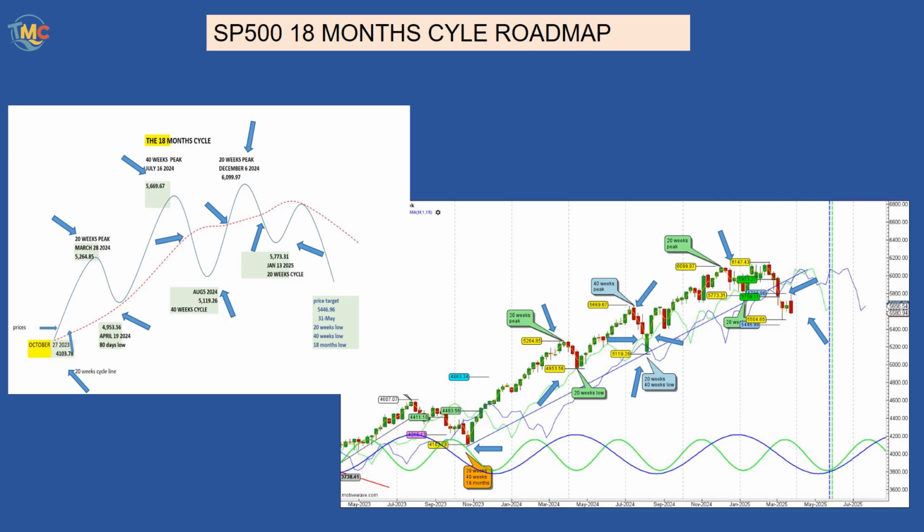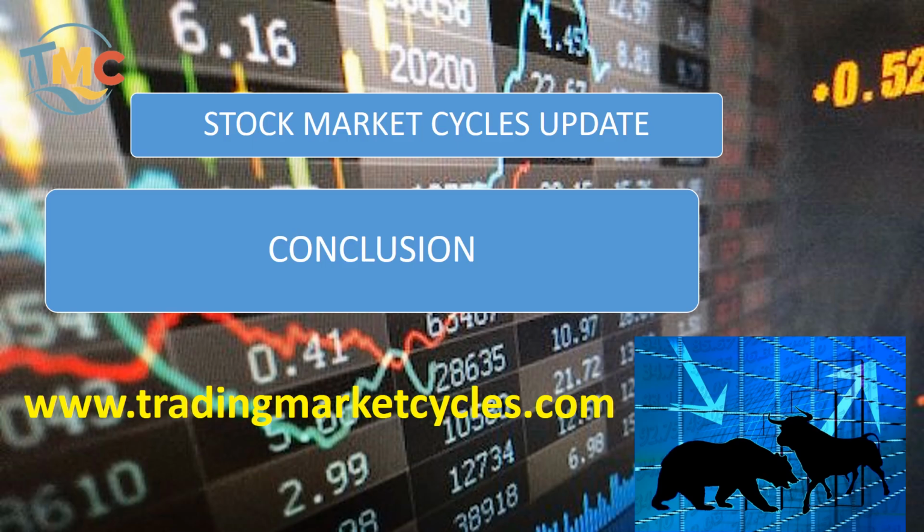In conclusion, we are in the last phase of this 18-month cycle, and we have a target zone between 5,446.96, which is the 40-week target, and 5,385, which is the 18-month cycle line. But we have to keep in mind the possibility of the formation of a higher degree time frame cycle, like the 54 months, in which case more decline can be expected.